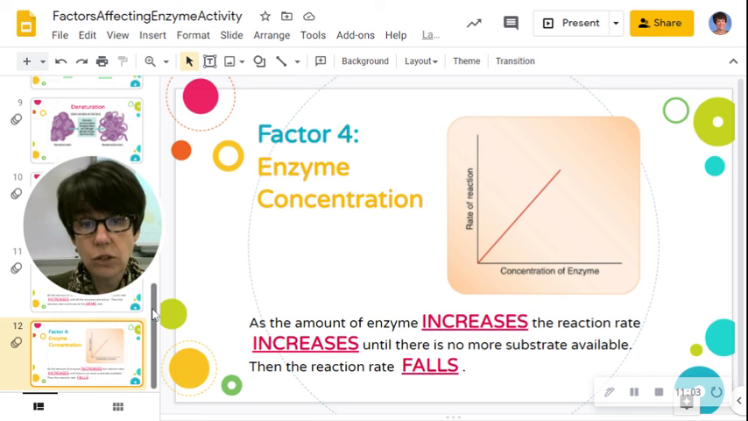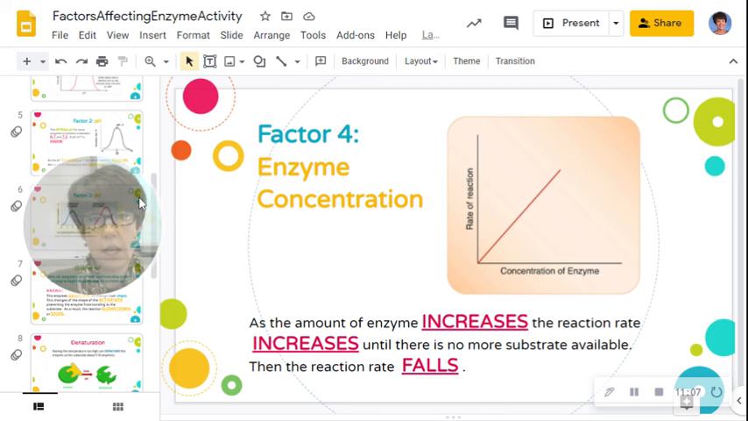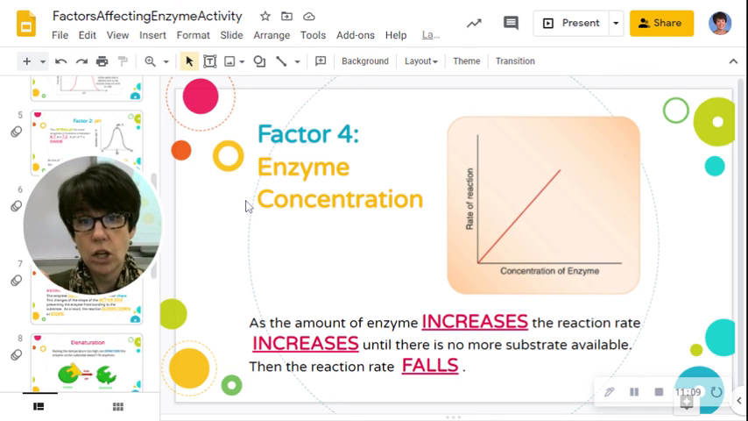So those are the four factors that you're responsible for knowing, right? Change in temperature, change in pH, change in the amount of substrate, and change in the amount of enzyme. So I hope this helps. And this goes on pages 9 and 10 in your notepad.